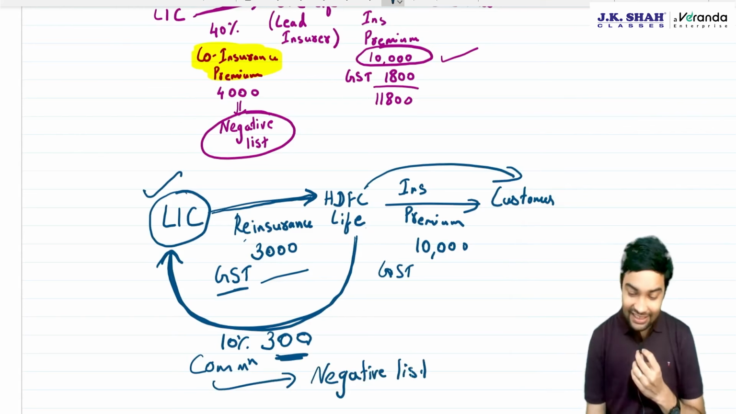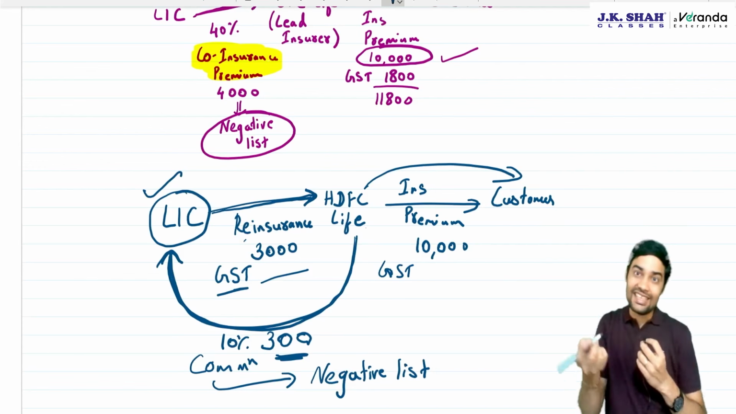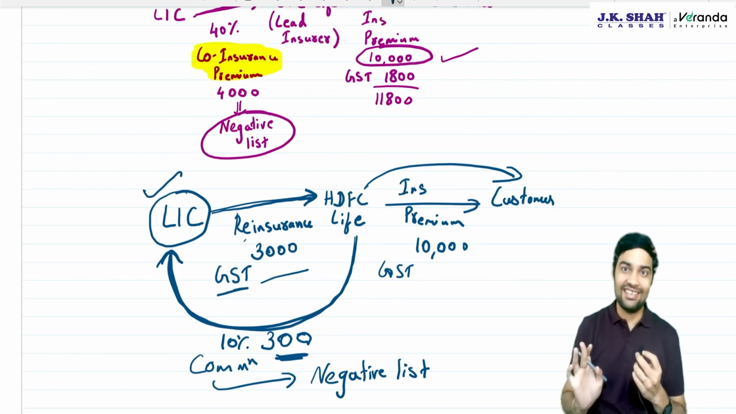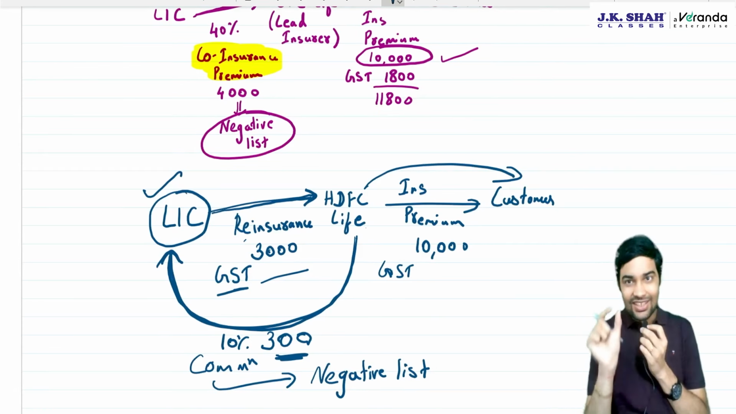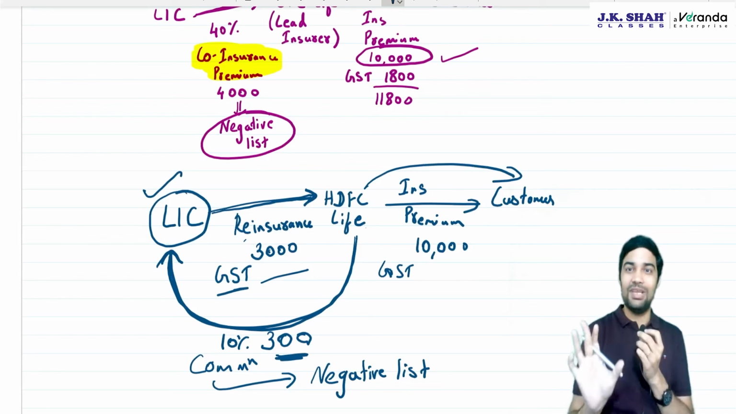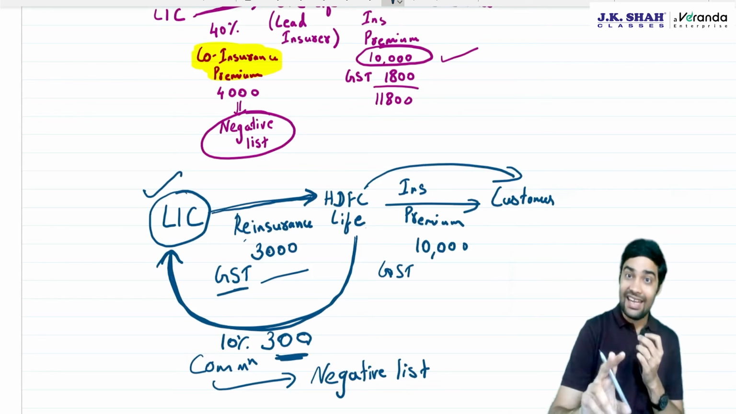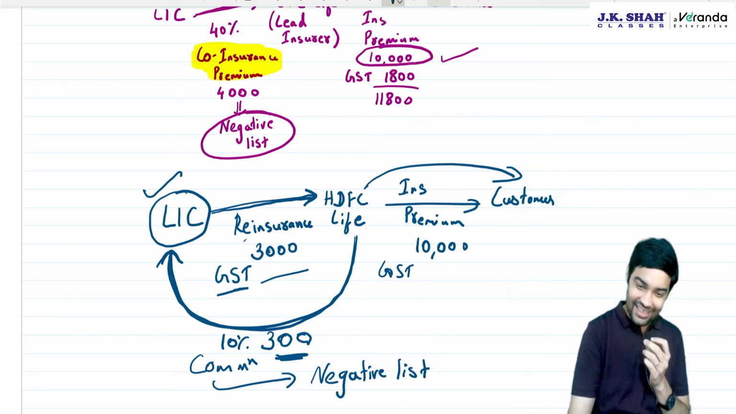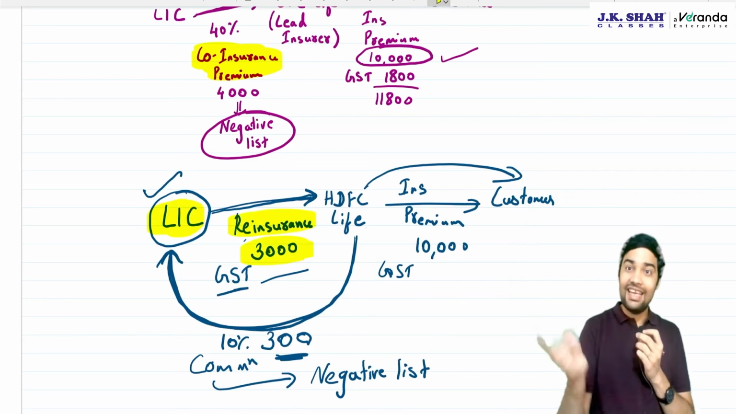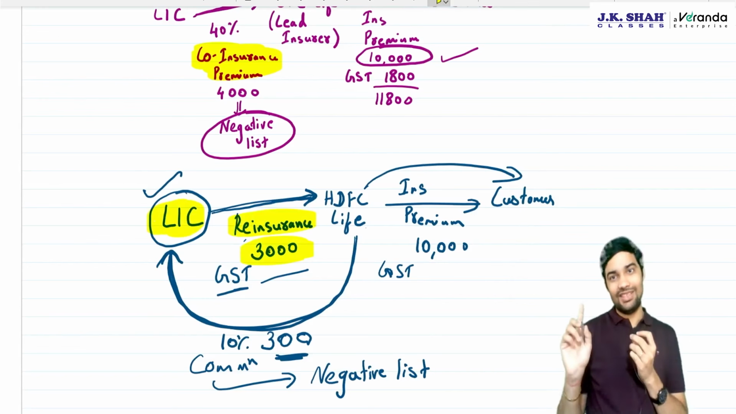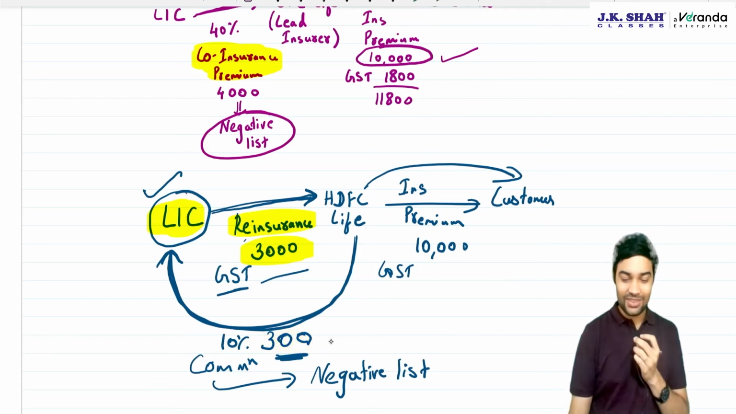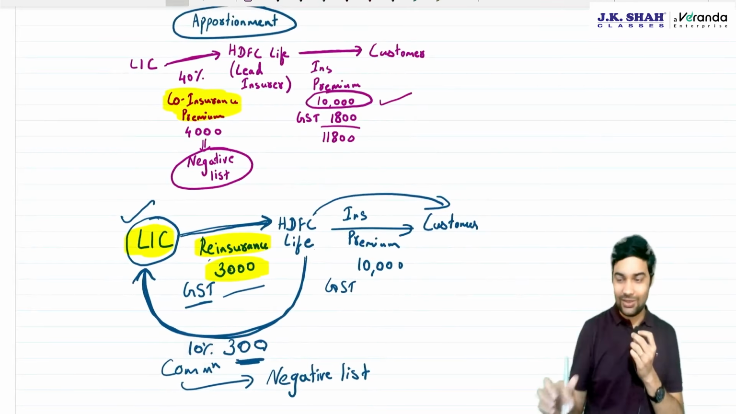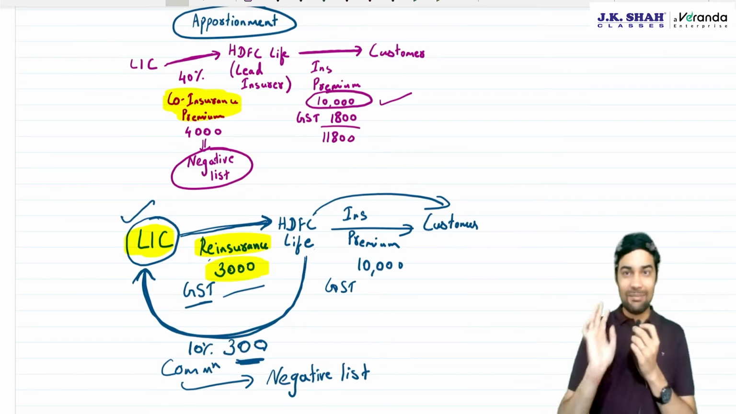Now please understand, reinsurance is not under negative. Reinsurance commission, careful, reinsurance commission is under negative list. The reinsurance commission which is being charged will not be liable to GST provided LIC has paid GST on full 3000. If LIC has not paid GST on full 3000, then in that case 300 will also be liable. So let's understand the wordings of these two entries and try to sum it up.